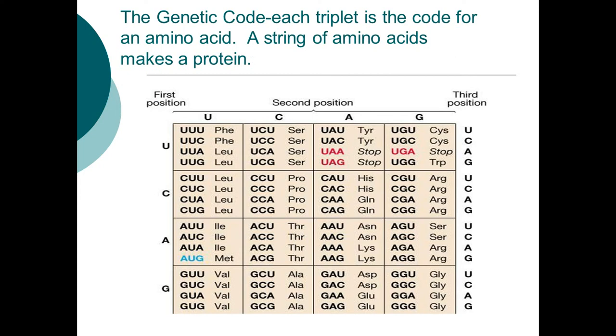The genetic code says that each triplet is the code for an amino acid, 1 amino acid. A string of amino acids makes a protein. These are, and I said at the beginning that there were only 20. These are the 20 combinations of amino acids that you could have in order to make a protein. This one, AUG, this is your start codon, and these 3 are your stop codons. The abbreviations here, these represent the amino acids that get made by each set of 3.